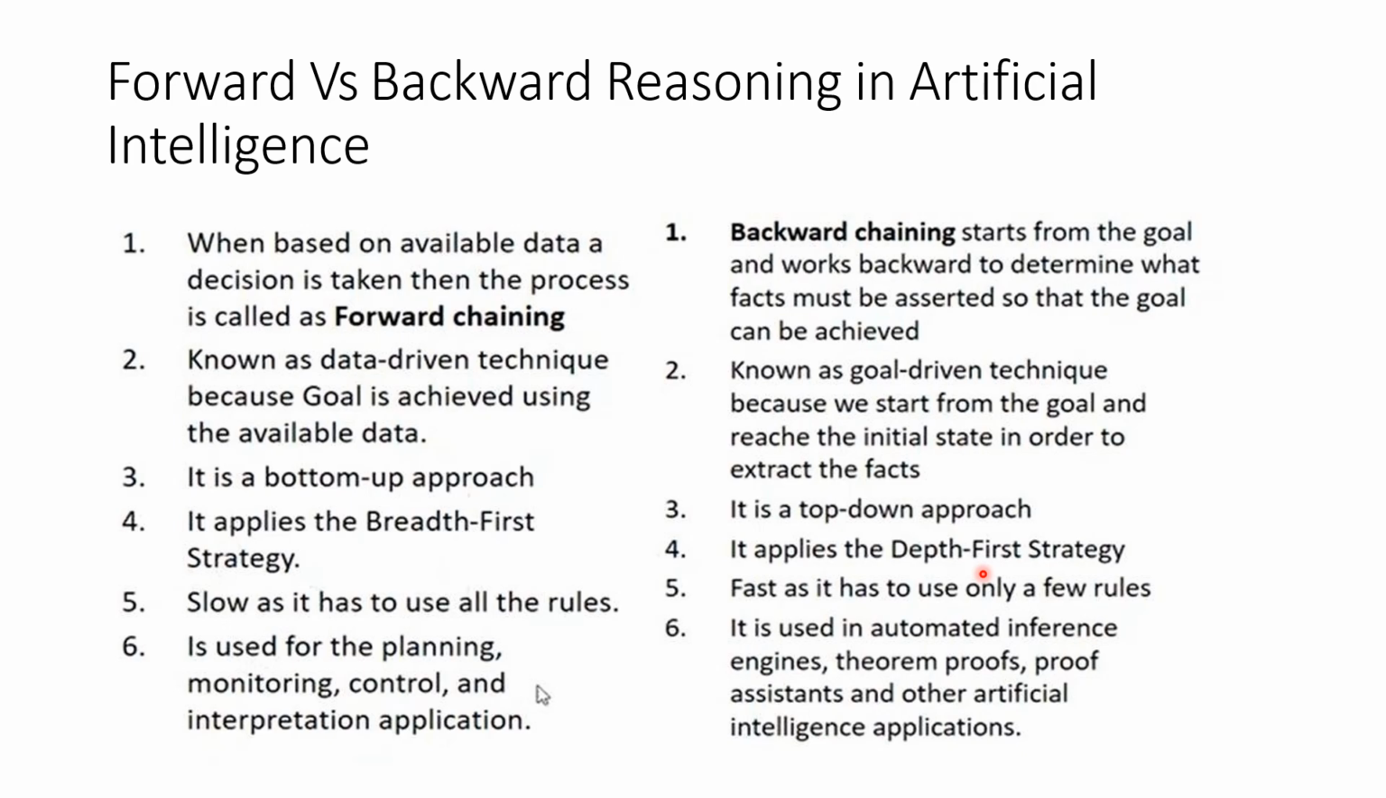Then the sixth point is regarding application. Forward chaining is used for planning, monitoring, control systems and interpretation systems. And backward chaining is used in inference engines, theorem proving, proof assistants and diagnosis systems. So we can say that if you know the goal, then use backward chaining. If you don't, then use forward chaining. Forward chaining is from facts, rule, then goal. And backward chaining is goal, rule, and facts. So forward explores more and backward focuses more.